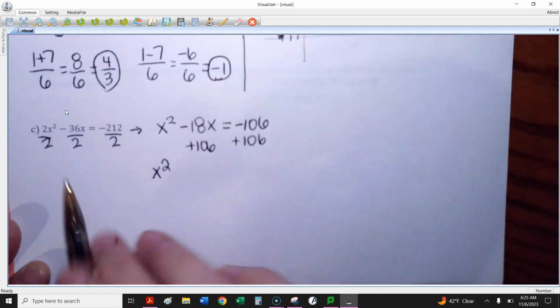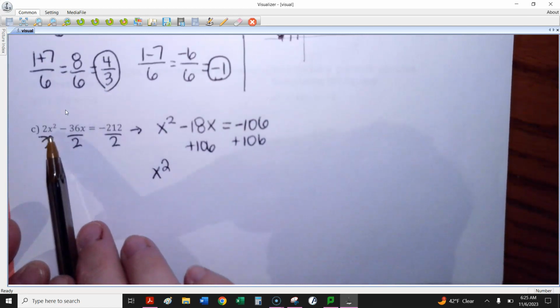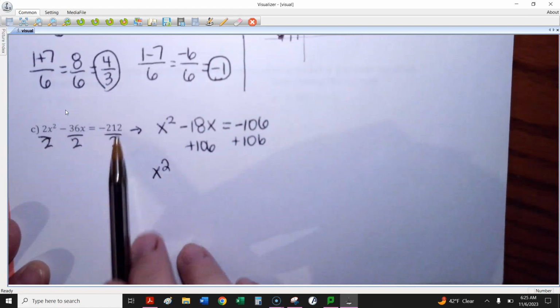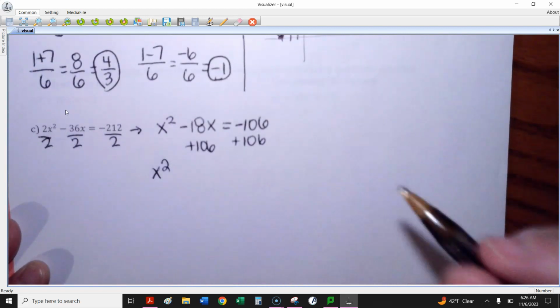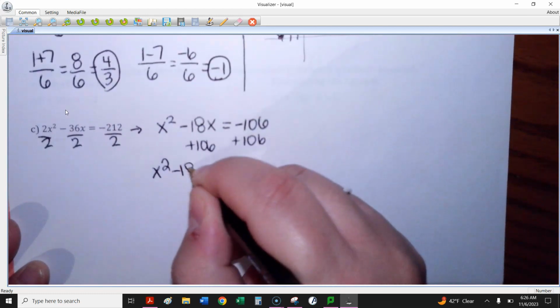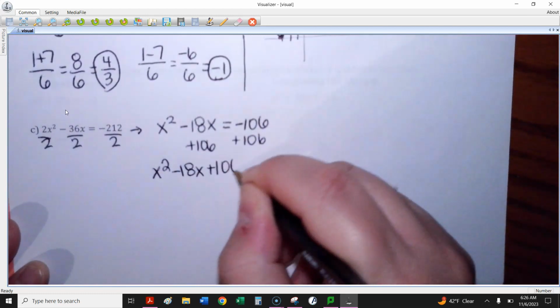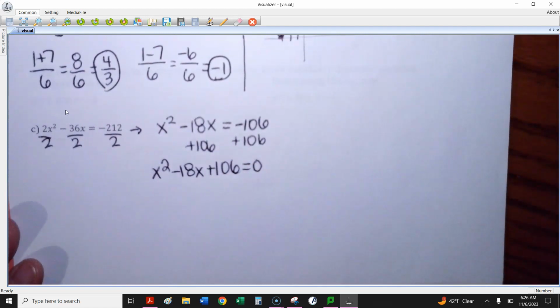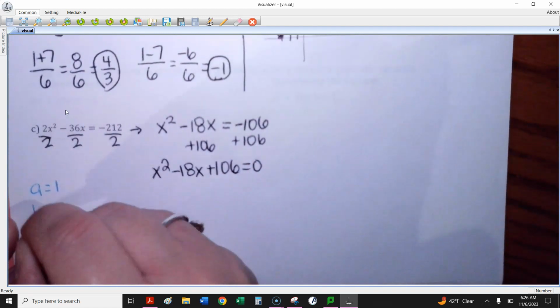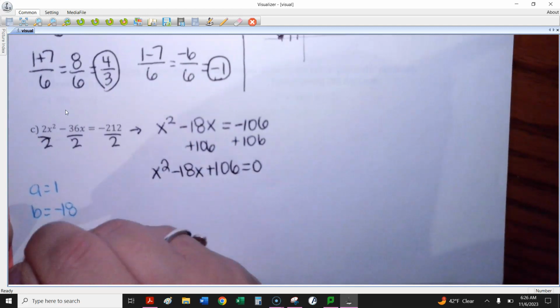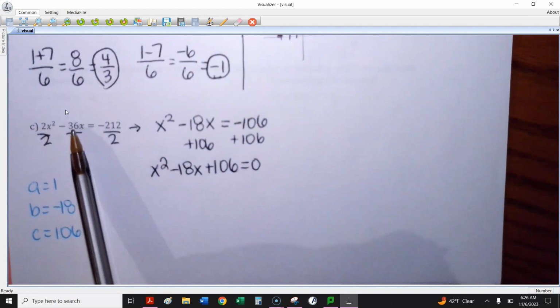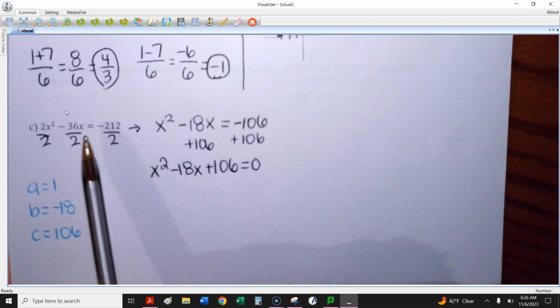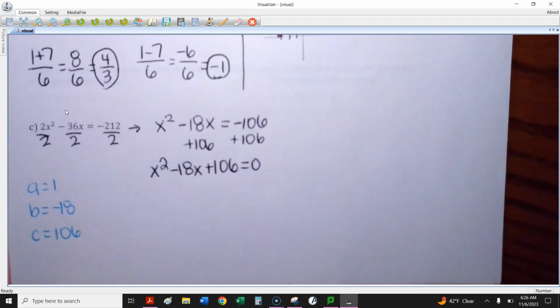Now, if you wanted to go ahead and use 2, negative 36, and we're going to add this to the other side, so it'd be positive 212. If you wanted to use those numbers, we would actually get the same answer. The simplifying would just look a little bit different. All right, so for here, my A, B, and C values. A's 1, B's negative 18, and C ends up being 106. Now, like I said, if you want to use 2, negative 36, and positive 212, we'll get the same answer. The algebra is just going to look a little different.